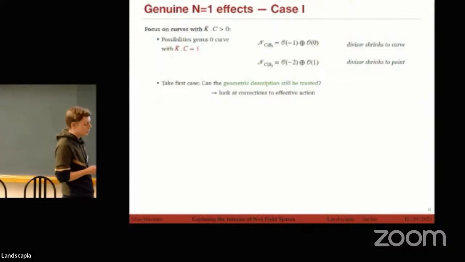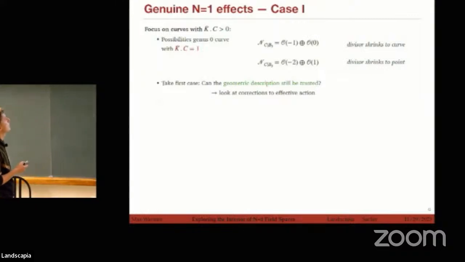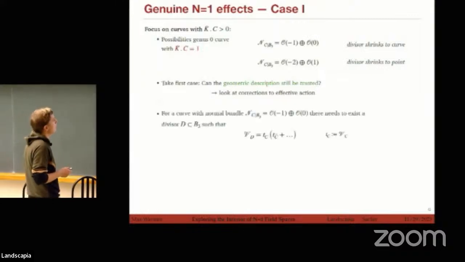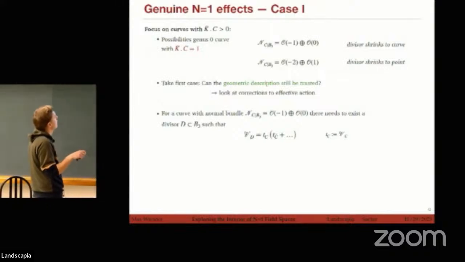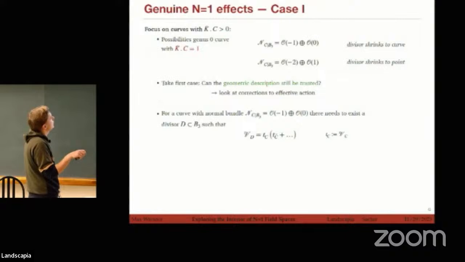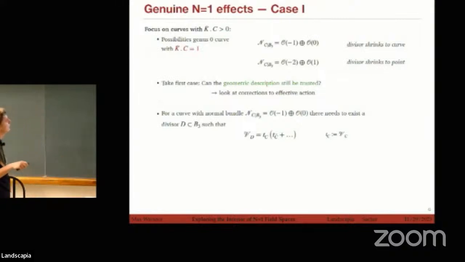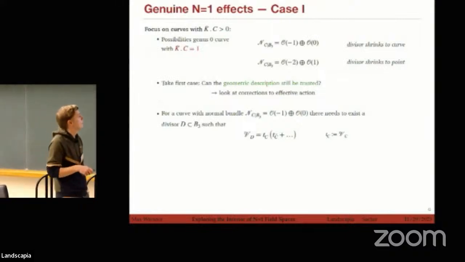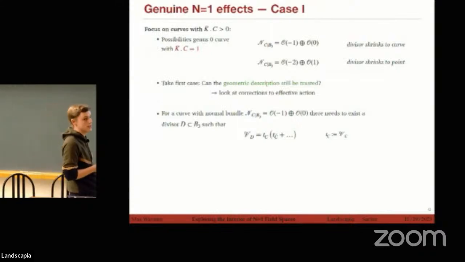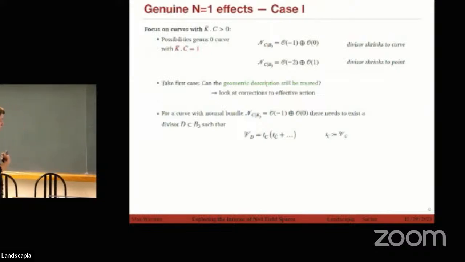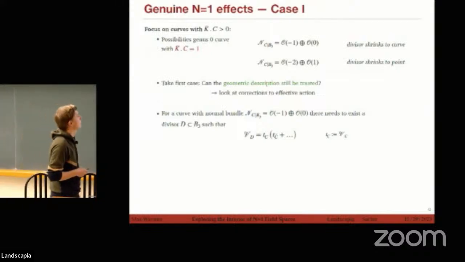be trusted? So one can look at the corrections to the effective action. And we therefore first show that for a curve with such a normal bundle, there needs to exist a divisor D whose volume is linear in this modulus, or in the volume of the curve C. So it necessarily also shrinks in the limit that we shrink this curve.